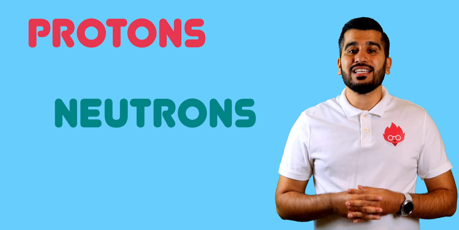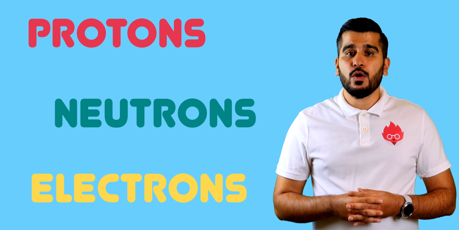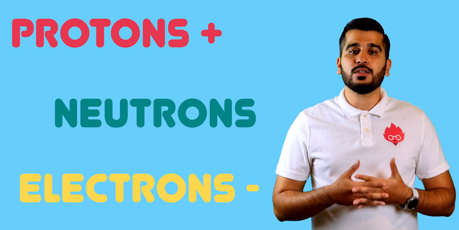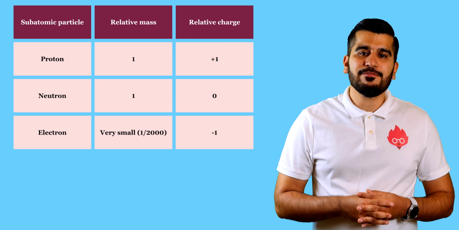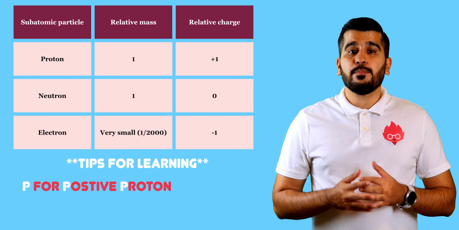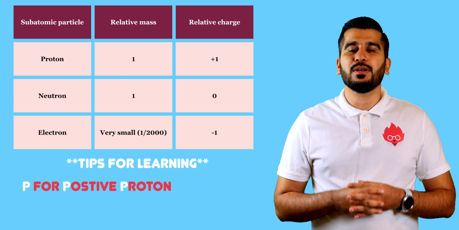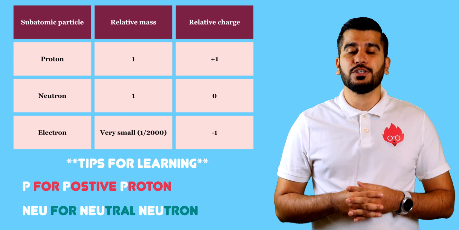Protons, neutrons, and electrons are very small particles with a very little mass. We can compare their masses using a relative scale. Their charges can also be compared. If you look at this table here, you can see the relative masses and relative charges of these subatomic particles. Protons have a relative mass of 1 and a charge of +1. Neutrons have a relative mass of 1 and have no charge.